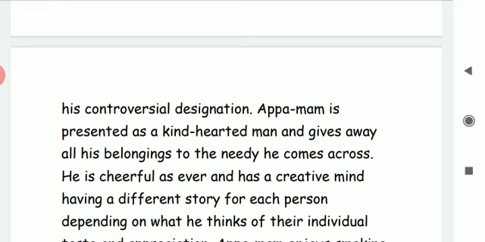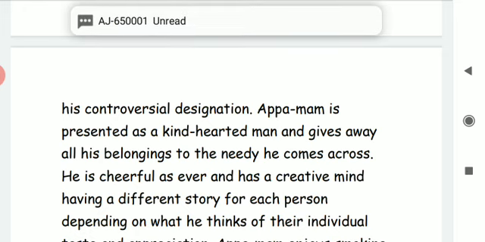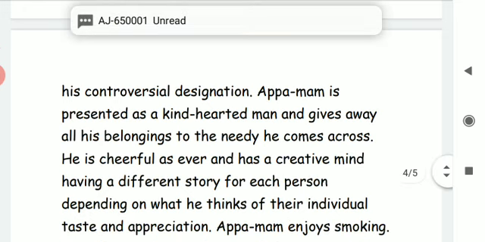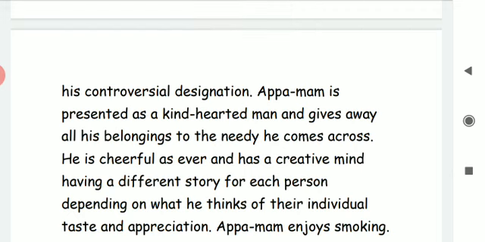But from another side, a sannyasi is a person who renounces the entire world, who renounces worldly possessions, etc. But we don't find that type of activity happening with Appa-Mam. That's why he is enjoying his controversial designation. Appa-Mam is presented as a knight, as a kind-hearted man, and gives away all his belongings to the needy he comes across. Yes, that is true. Appa-Mam is helping poor people, and he is always helping the people who are in need.